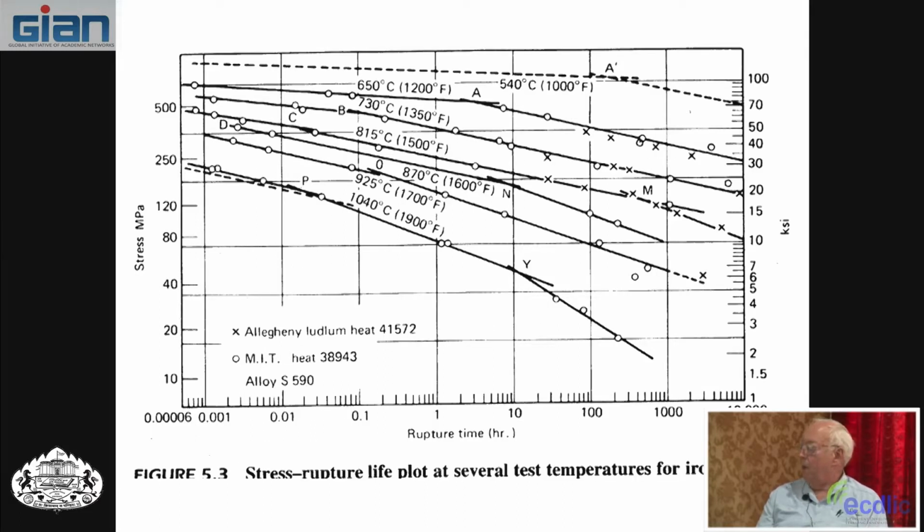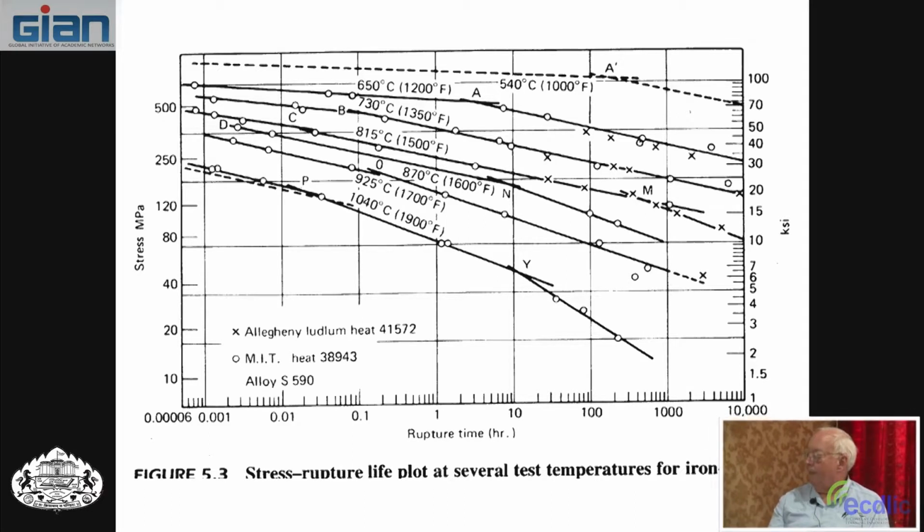Here's a bunch of creep life curves at different temperatures. This is an iron-based alloy. I don't know where iron melts, but you do get some creep at around 600 degrees Celsius. So this is rupture time versus applied stress. Applied stress is usually applied load, so if you get necking or anything, they don't take that into account. They just take the initial stress.